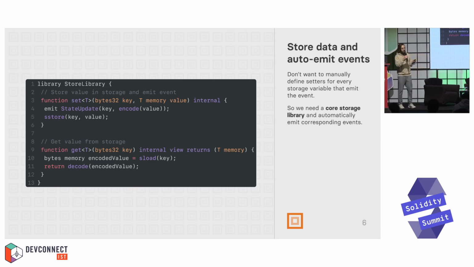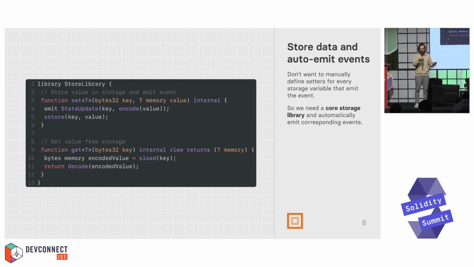And before that, we ideally don't even want to emit that event manually, but we want to have a data structure or a library or something that emits that event automatically when any state changes. So ideally, what we would like to have here is a library, let's just call it store library, that has a generic type T, and it lets us set our key, and then the value is T. Internally it emits the event and stores the value in storage, and when we get the value back from storage, it gives us back our type T, loading it from storage and decoding it as T.